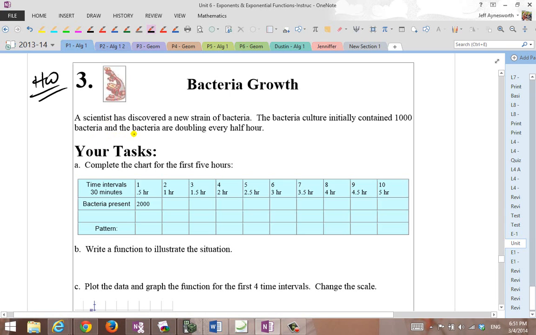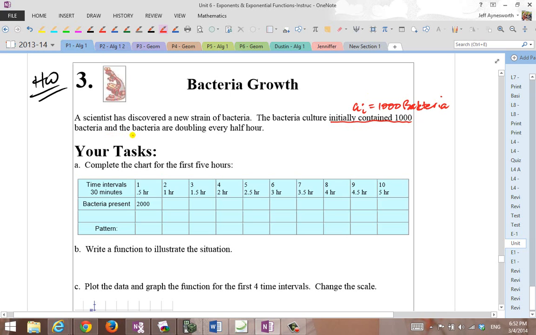So first of all, a scientist has discovered a new strain of bacteria. Ooh, sounds like a movie. The bacteria culture initially contained 1,000 bacteria, and the bacteria are doubling every half hour. So we got a couple important things going on. First of all, the initial amount is 1,000 bacteria. That's A in our function right here. So initial amount, A sub I, equals 1,000 bacteria.